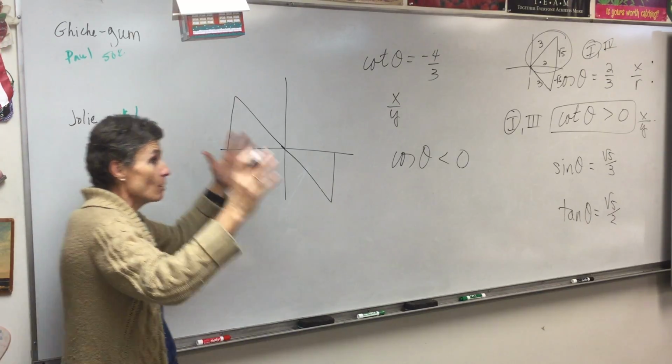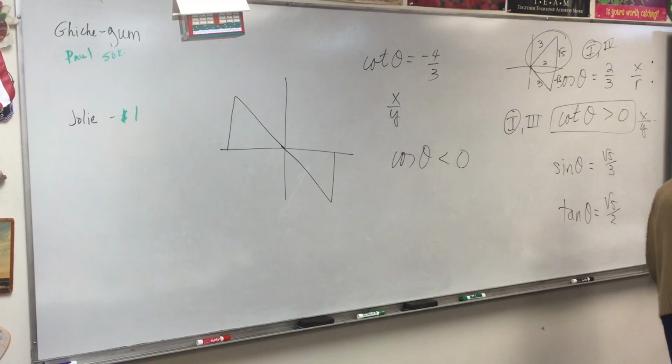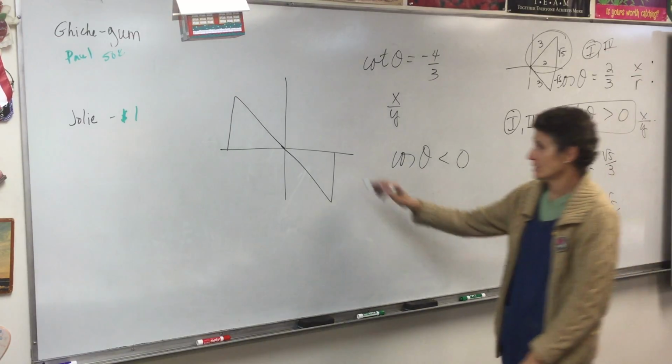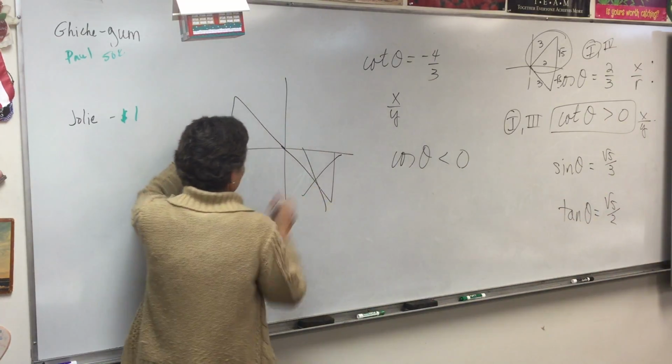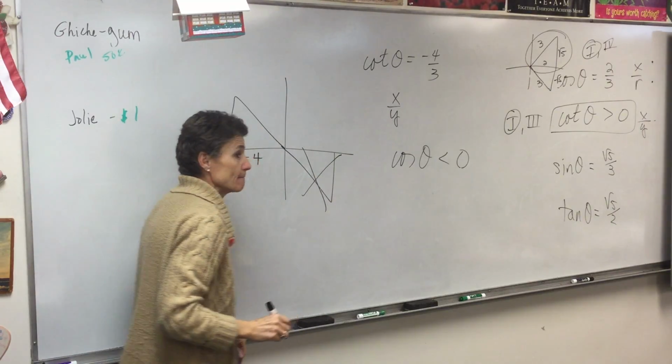Two. Yes. Why 2? Cosine is x. Which of those 2 quadrants has a negative x? Just 2, right? So this is not the right quadrant. This is the right quadrant. The cotangent is negative 4/3.